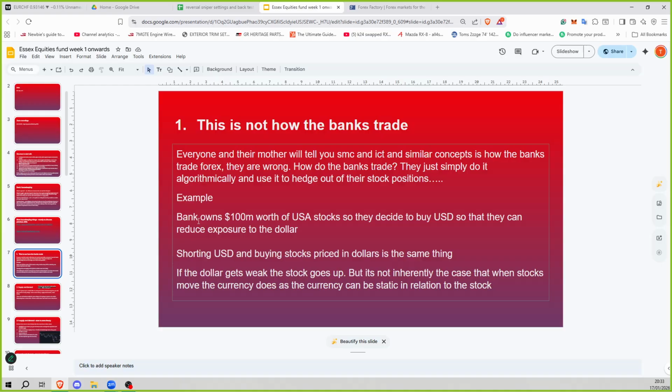Key point. This is not how the banks trade, it's not how the banks will ever trade, and it's not how the banks have ever traded.